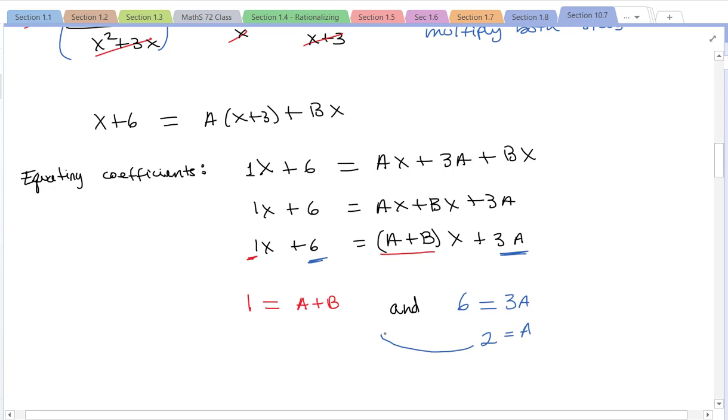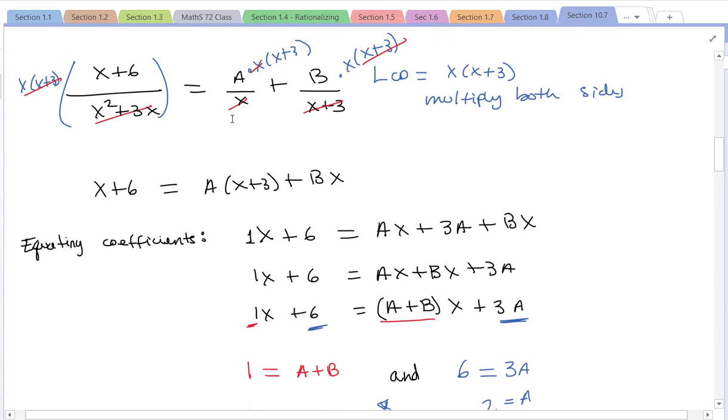Now that I know a is 2, I can plug it in here and solve for b. So I'm going to have 1 equals a, which is 2, plus b. And now I can solve for b. Subtract 2 from both sides, so you get b is equal to negative 1.